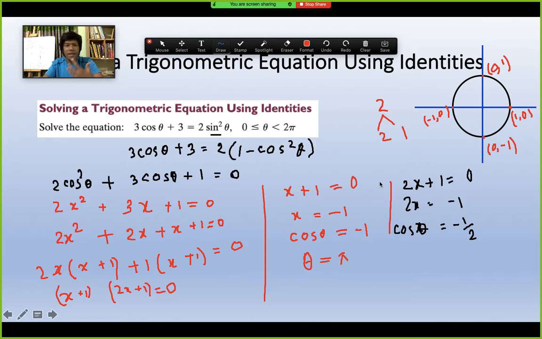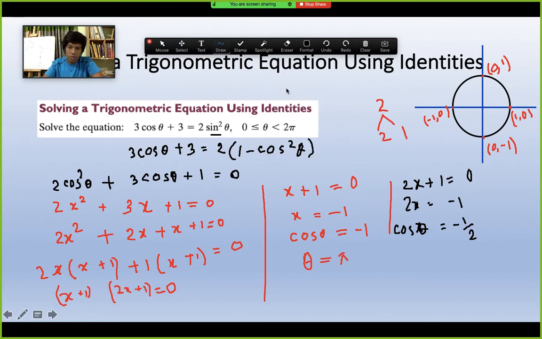Now, is there any other place in this unit circle where the first value is minus 1? The answer is no. There is only one value in the whole circle. Why are we taking one circle? Because they gave 0 to 2 pi. One whole circle means already 2 pi, so we do not have to repeat. So we have one solution here.